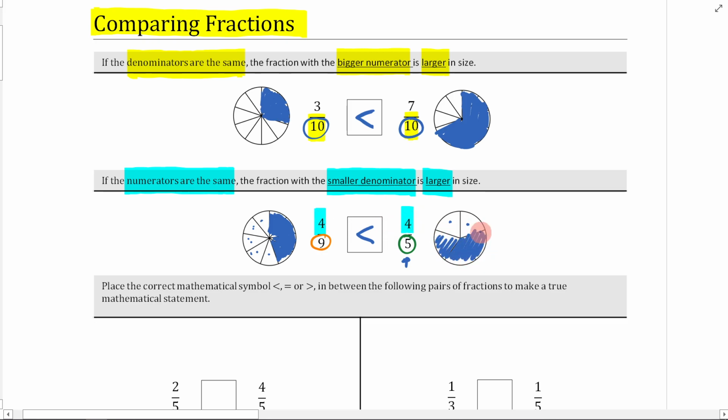Because as you can see, if I shade in these 4/5 here, this is much, much bigger. And that's opposed to what was happening up here. Up here, because the denominators were the same, that means all the pieces were the same size, right? All the pieces on both of these sides were the same. So therefore, it was simply a matter of which has the bigger numerator, because here you've got 7 of these tenths, when here you've only got 3 of these tenths. So that's really the thinking that goes on behind this.